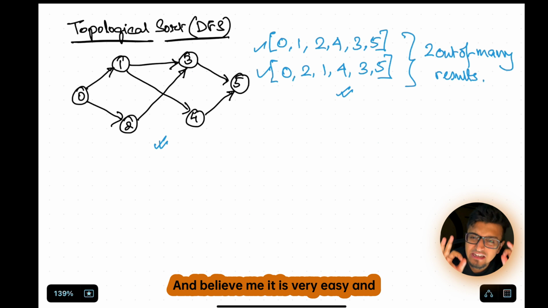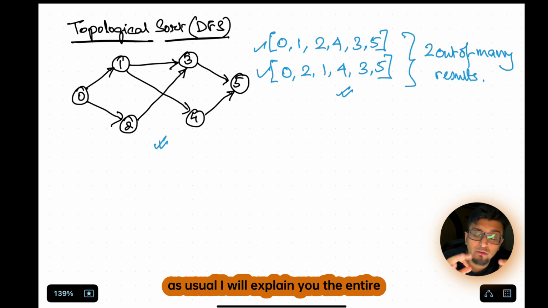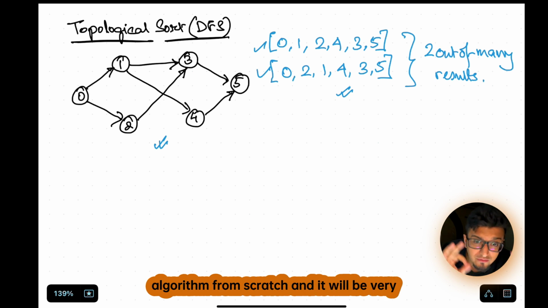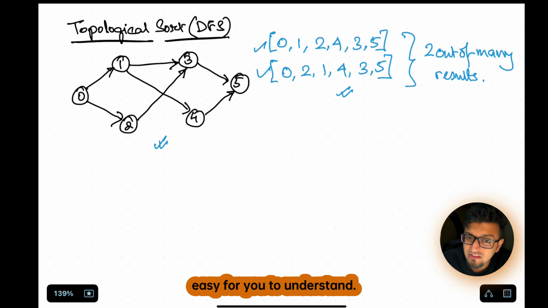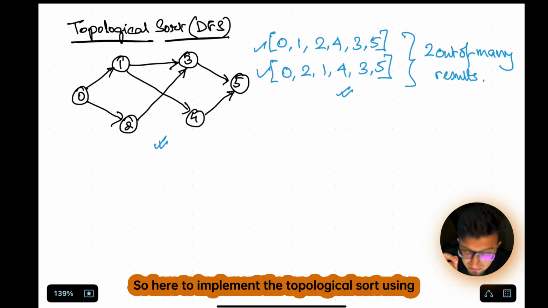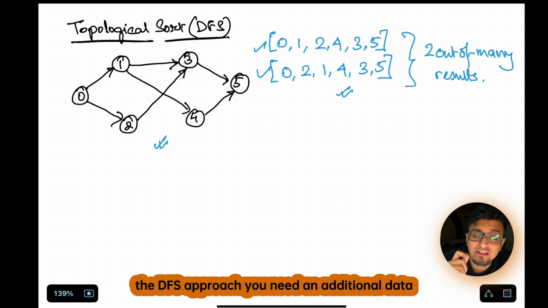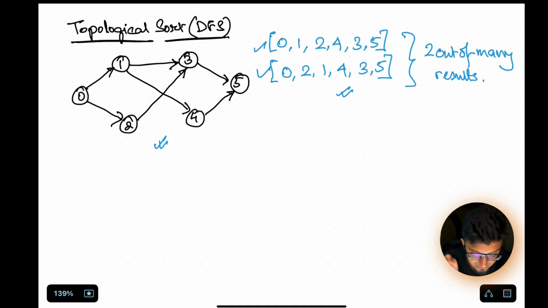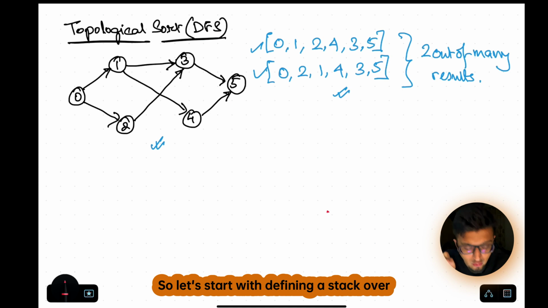And believe me, it is very easy. And as usual, I will explain the entire algorithm from scratch, and it will be very easy for you to understand. So let's proceed further. Here, to implement the topological sort using the DFS approach, you need an additional data structure, that is a stack. So let's start with defining a stack over here.